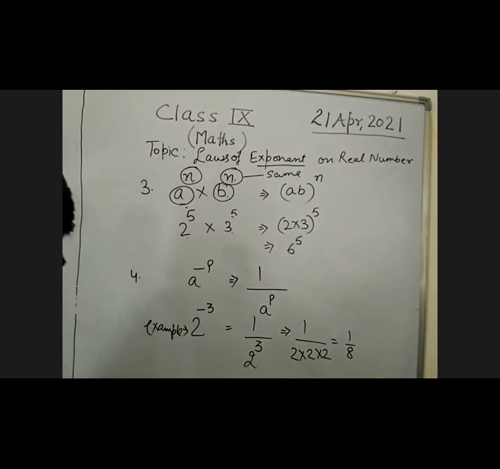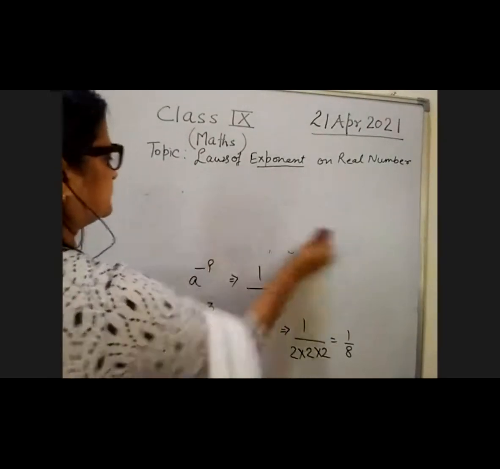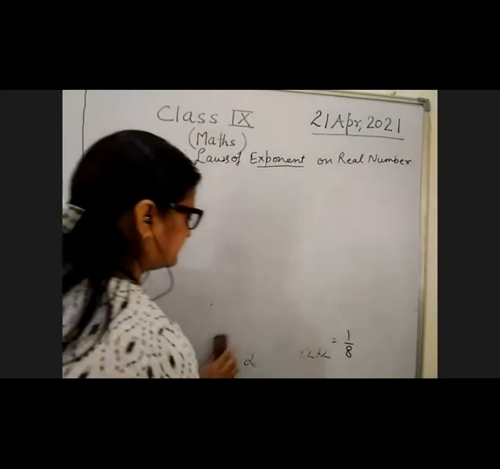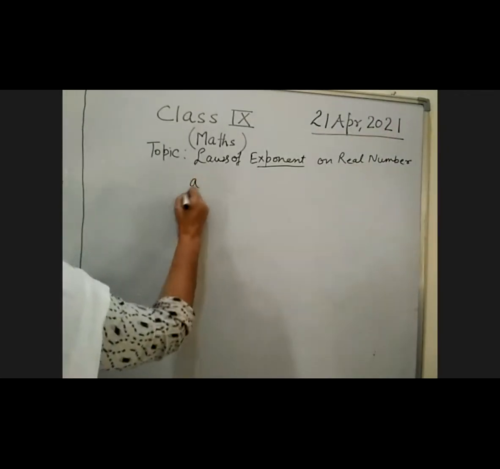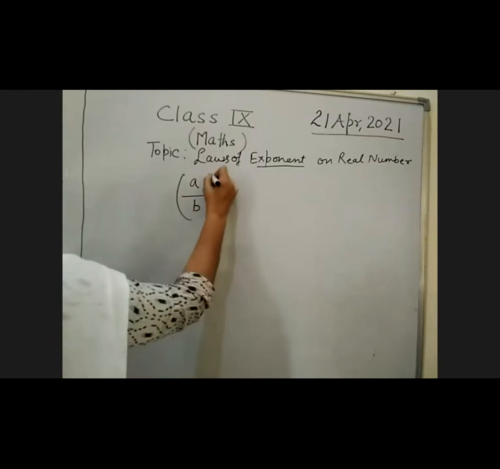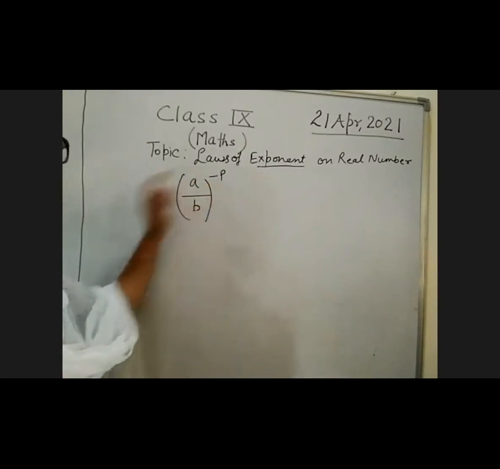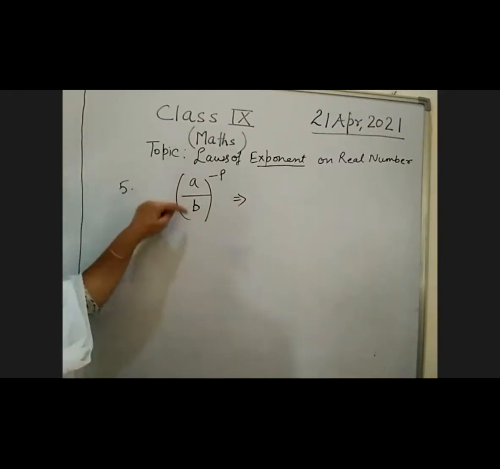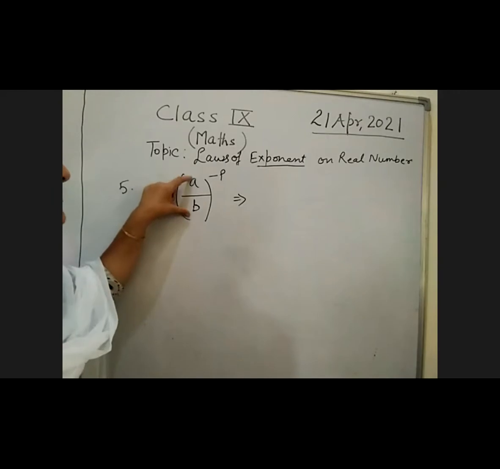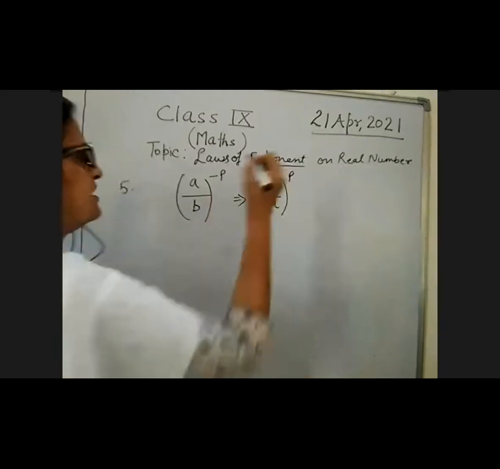Now the next rule is, when this is given in this form, a upon b raised to the power minus p, then what rule applies here? You have to take the reciprocal. A upon b, you will take the reciprocal of this rational number. It is equal to b upon a, and the power becomes positive.